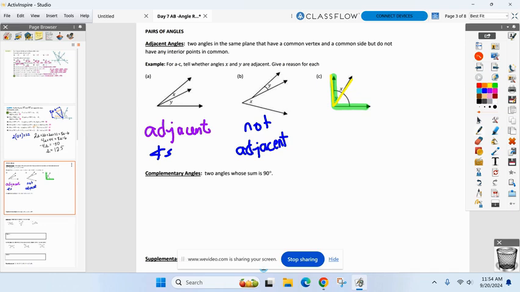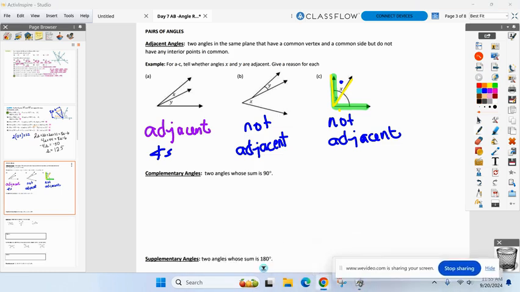Okay. Do they share a vertex? Yes. Do they share a side? Yes. Yep, this one right here. Uh-oh. What about that point? It's in Y and it's in X. So because they have interior points in common, they're not adjacent. Okay, so please just stop thinking next to anymore. It's got to follow these three rules.